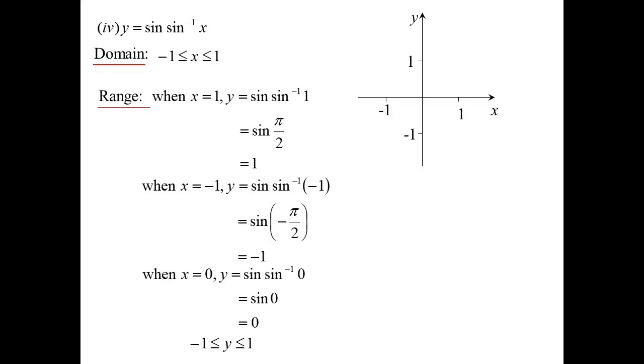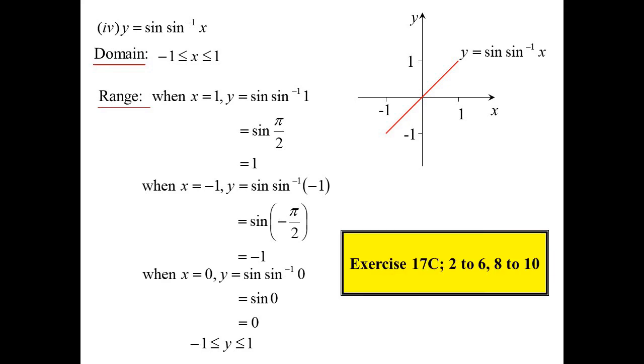Let's draw it. It's based on y equals x, but it's just that piece of the line. So the first one, it zigzagged along, whereas this one is restricted, minus 1 to 1. They're both based on the line y equals x though. 17C then, let's draw some different looking inverse trig graphs.